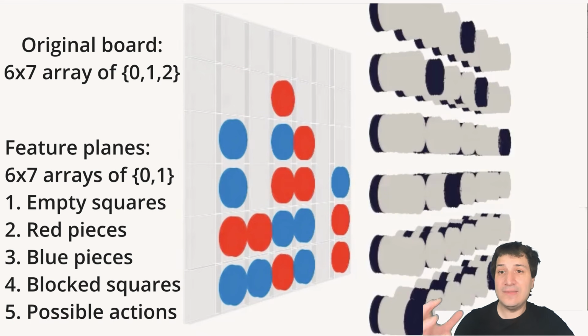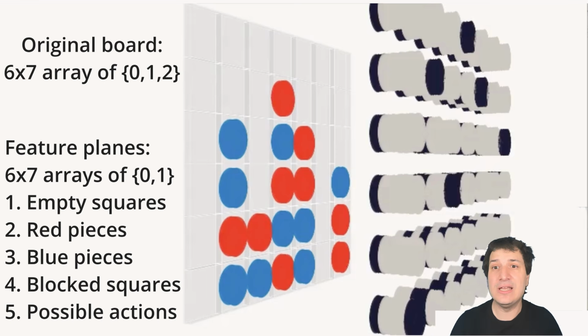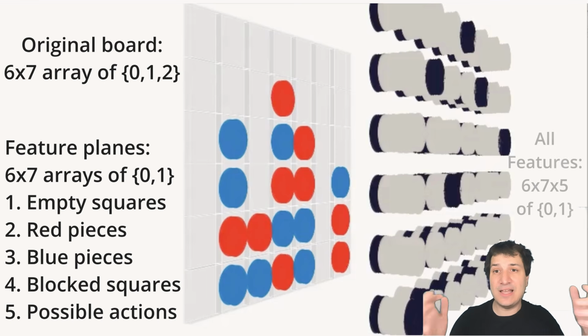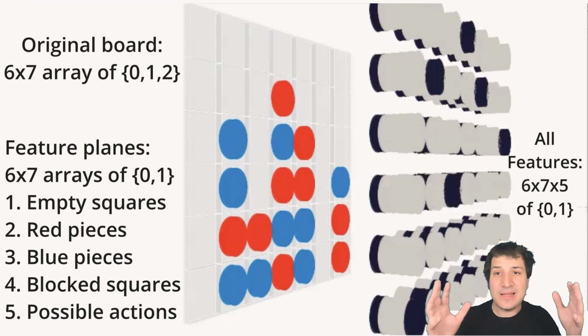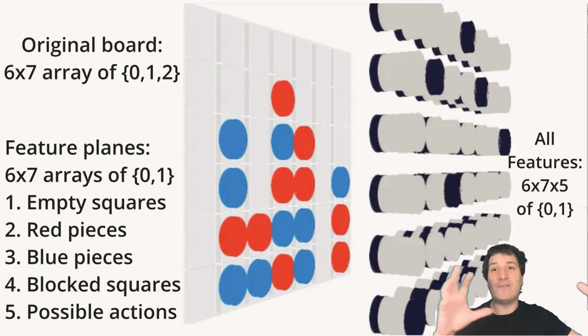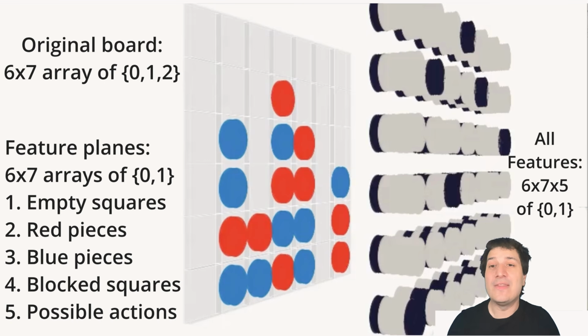So altogether, in the AI algorithm that I'm actually running, we've taken our input board position and we have turned it into 5 feature planes. Each feature plane is an array of 1s and 0s of size 6 by 7. And so altogether, we have a 6 by 7 by 5 feature plane, kind of 3D block of numbers, that will then go into the rest of the convolutional neural network.